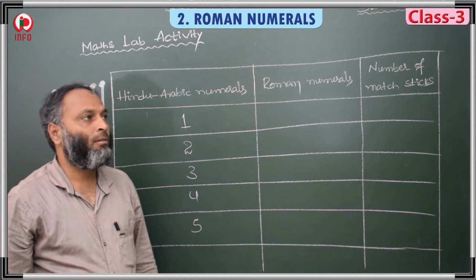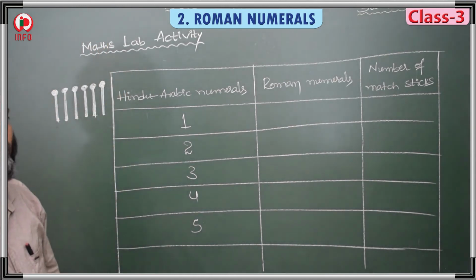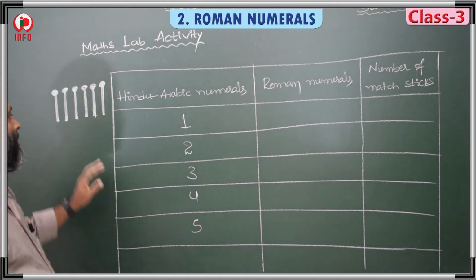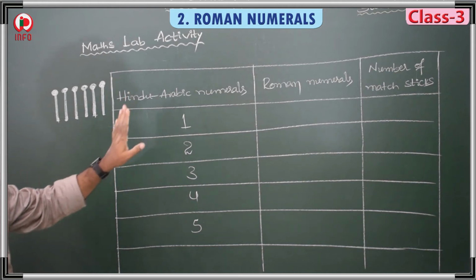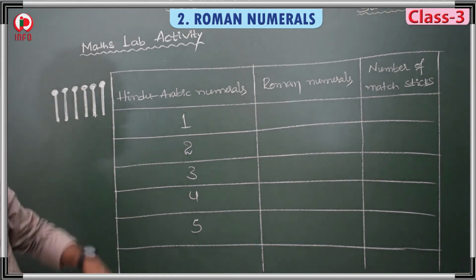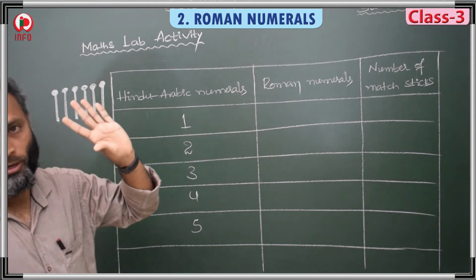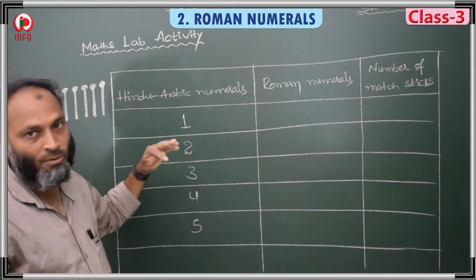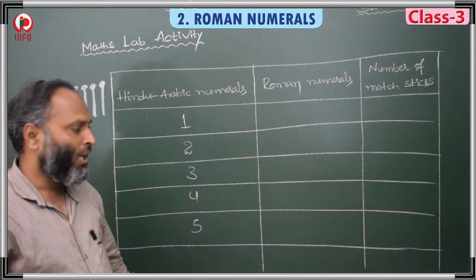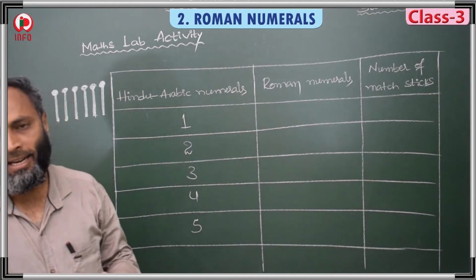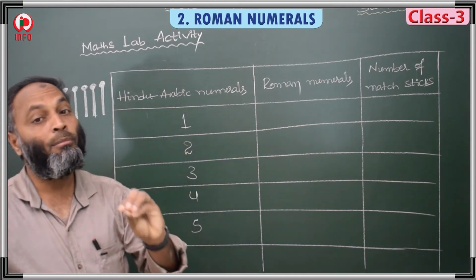Yes, now students, here is our maths lab activity. So how do we do our lab activity? See here, take some matchsticks, 10, 20, 30, 40, whatever you wish. Take some matchsticks and first write the Hindu-Arabic numerals 1 to 50. Here I am showing just an example, so I am taking 1 to 5. Then after that 6, 7, 8, 9, 10, 11, 12, 13 till 39 Roman numerals you have to take, and you have to do it on your own.